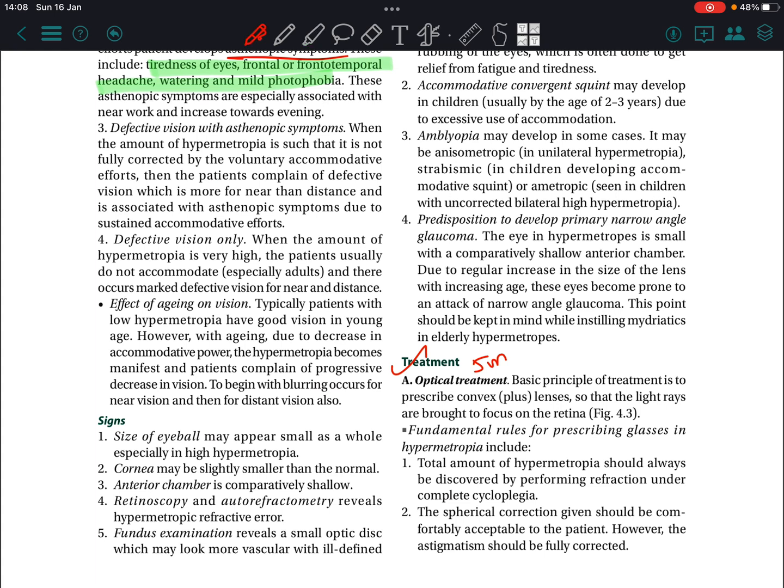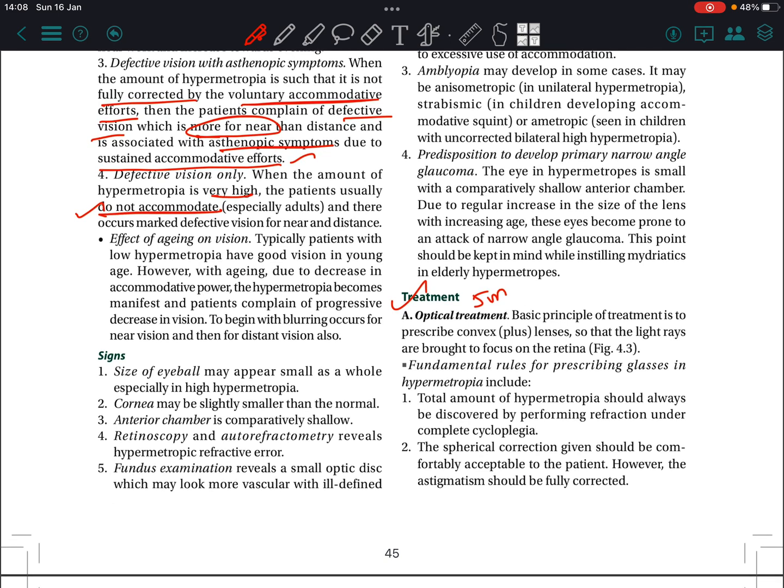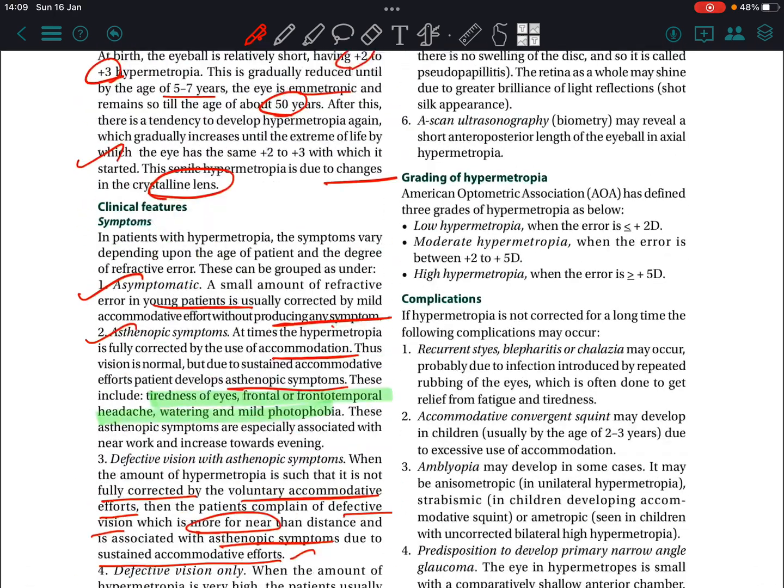Defective vision with asthenopic symptoms: when the amount of hypermetropia is such that it is not fully corrected by the voluntary accommodative efforts, then the patient complains of defective vision, which is more for near than distance and is associated with asthenopic symptoms due to sustained accommodative efforts. Defective vision only: when the amount of hypermetropia is very high and the patient usually does not accommodate, there occurs marked defective vision for near and distant.